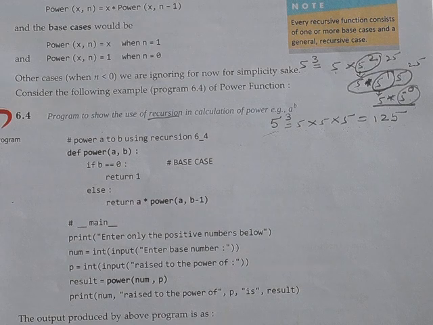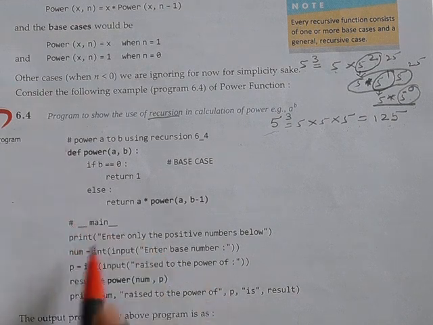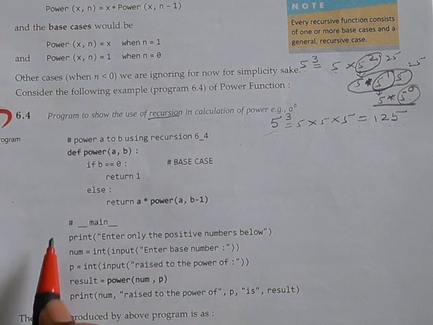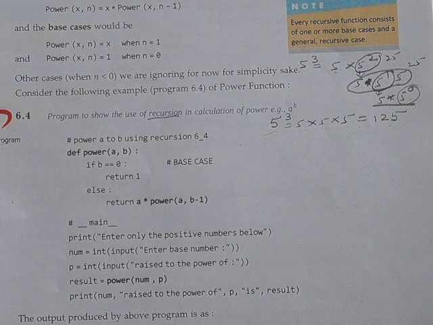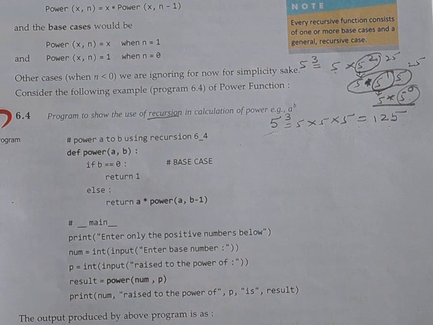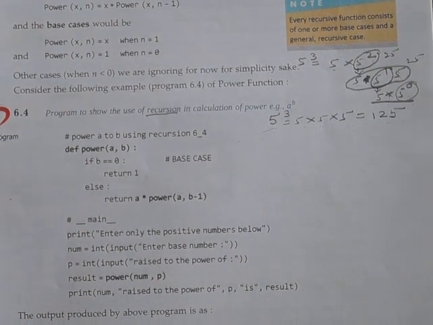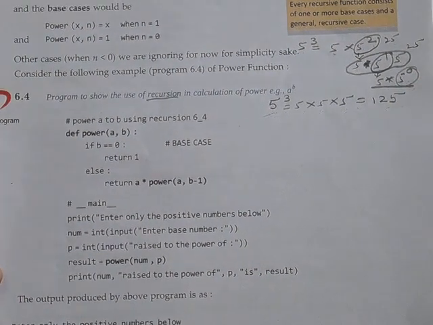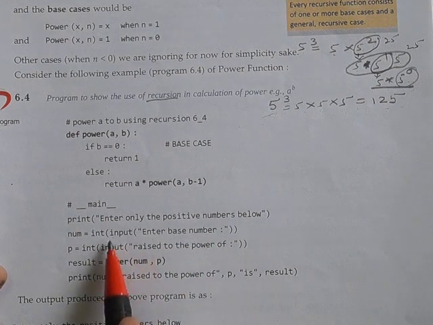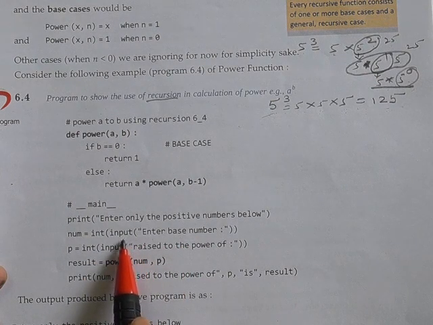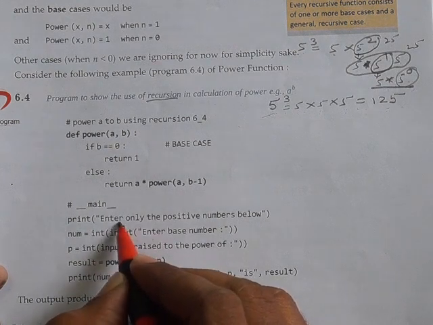Now, the same thing we are going to do in the program. First, always come to the main function. What is going to be done? Enter only the positive numbers below. That means, if you want to give any input, you have to give only positive numbers. Okay, fine. Then, yes, enter base number is printed. Now you have to give one keyboard input. I will give 5.